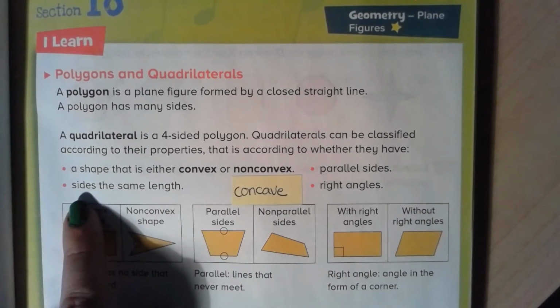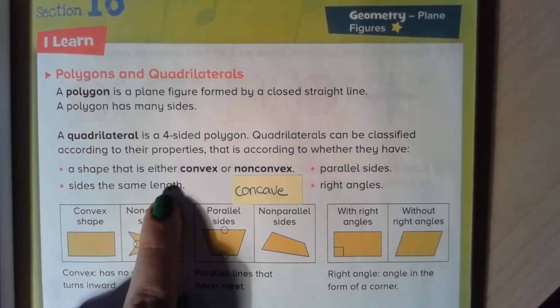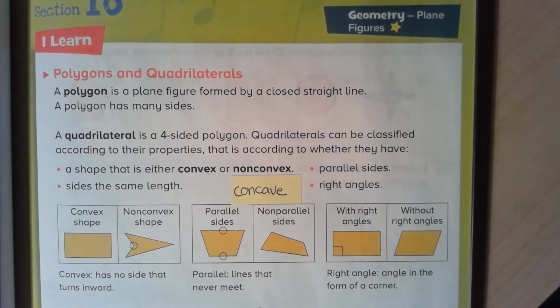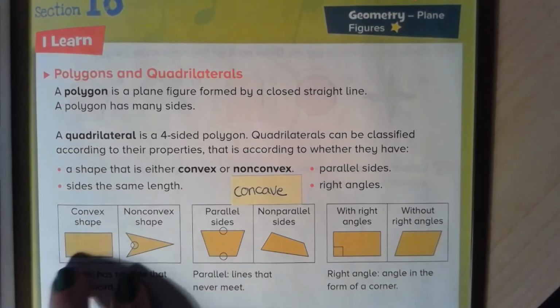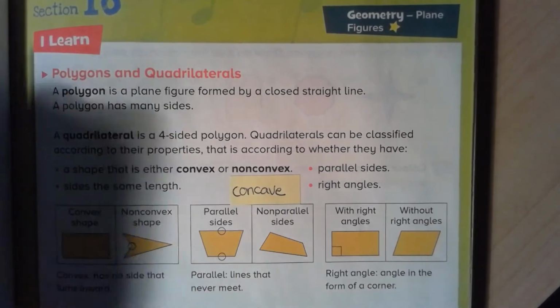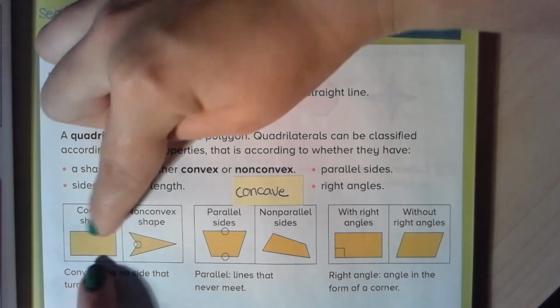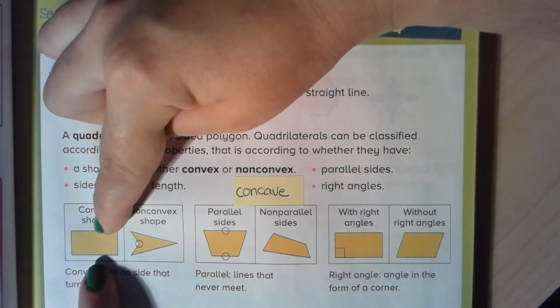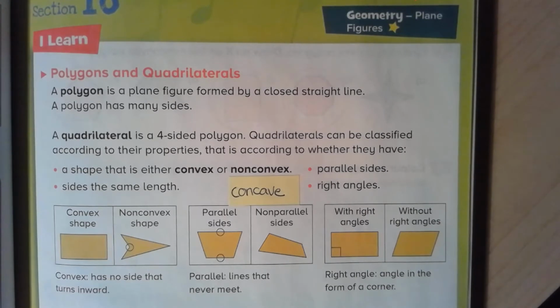We also can determine if shapes have sides with the same length. So let's look at a rectangle. On a rectangle, these two parallel sides have the same length. And then the top and bottom, these parallel lines also have the same length. If you can think of a square, all the sides of a square have the same length.